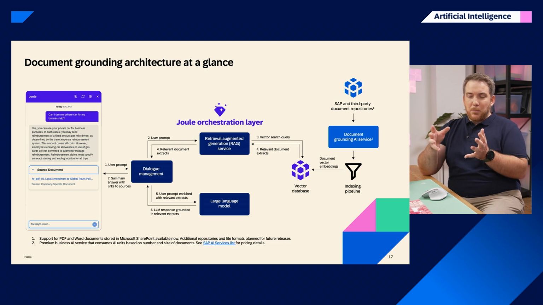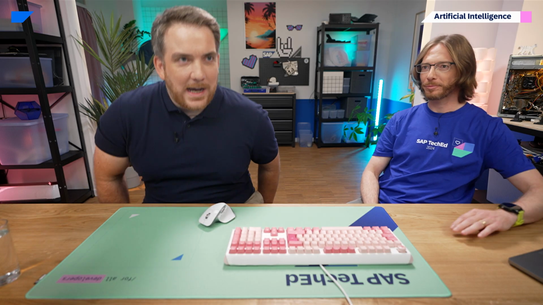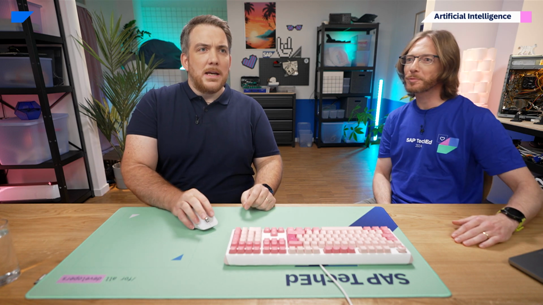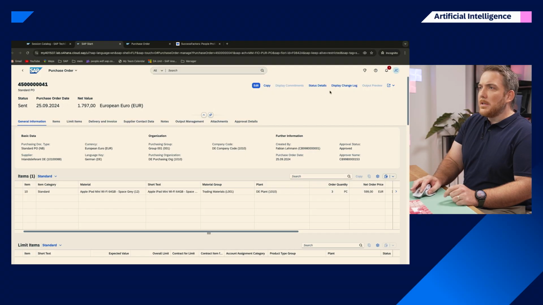Something also important is that document grounding is not only relying on the custom documents that have been uploaded, but also on some SAP content repository like help.sap.com. So maybe, Christian, can we go back to the demo where we left it? And I will now just ask a quick question to Joule.